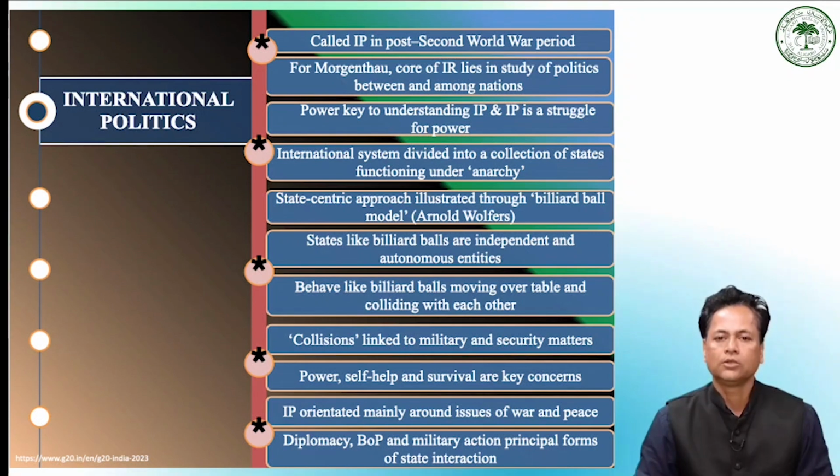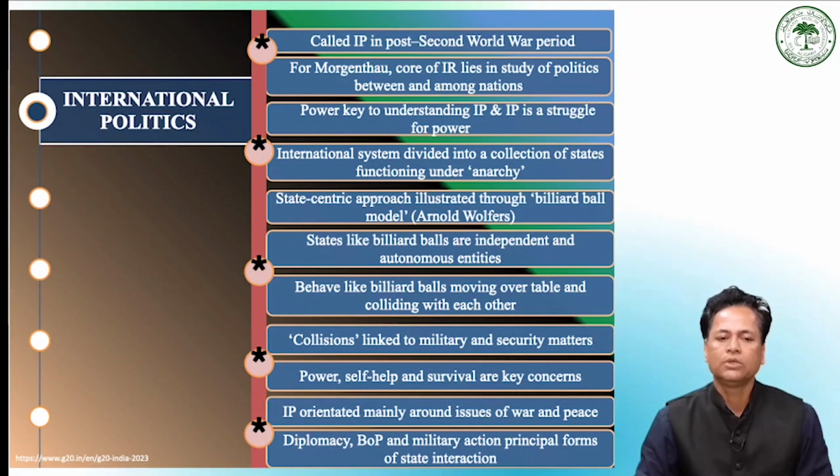The term international politics was used mostly in the post-Second World War period. For international scholars like Morgenthau, who is known as the father of modern realism in international politics, the core of international politics was the politics between and among the sovereign nation states, and that is the reason why he chose to write the title of the book as Politics Among Nations. For the realist and particularly for Morgenthau, power is understood as the key element in international politics, and that's why international politics was described as the struggle for power.